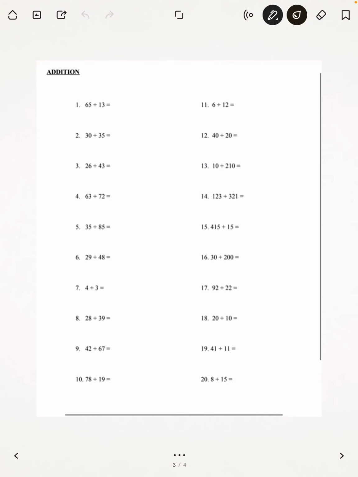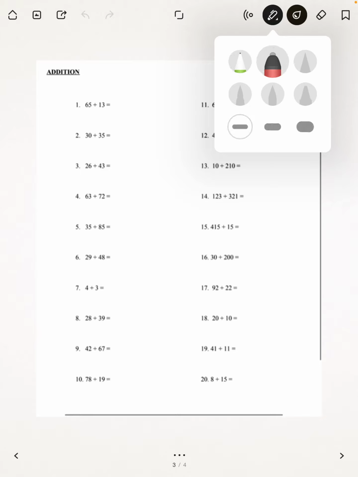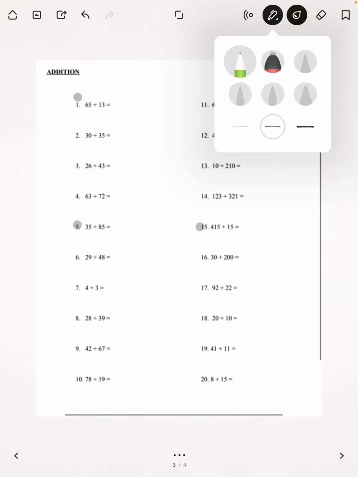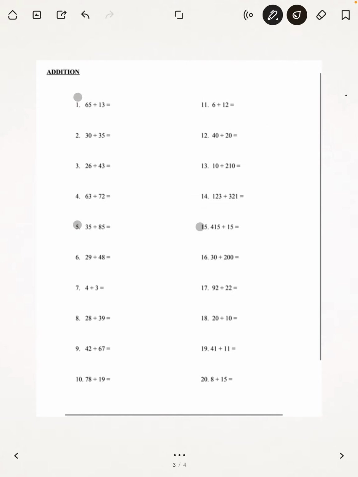Okay, addition. 65 plus 13, you add it together. You do right to left and top to bottom. 5 plus 3 equals 8. 6 plus 1 equals 7.